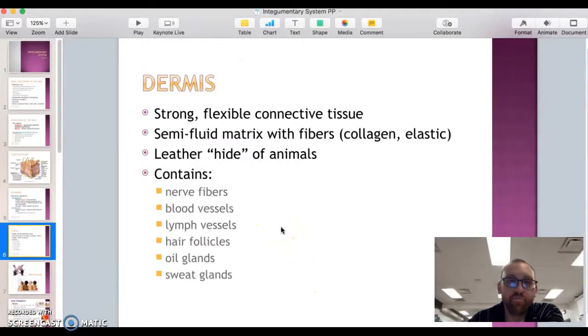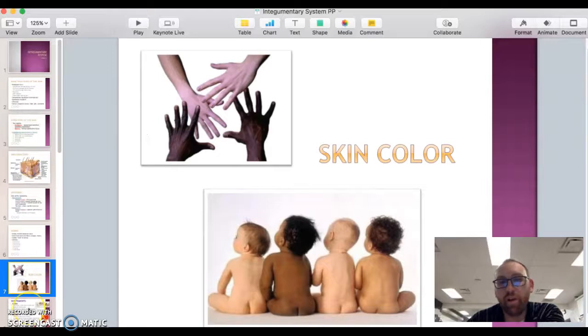Okay, so your dermis is strong and flexible. It's a semi-fluid matrix, which means it's got all these fibers. It's got collagen. It's elastic. Your dermis is really what they consider to be the hide, which turns into leather of animals when they dry it out. And like I said, it contains all these different things that become really important. So the dermis is where all this is, and that'll become important when we talk in a second.